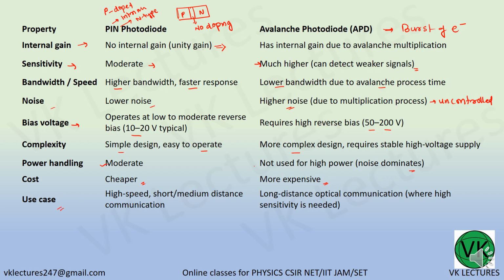PIN is used in high speed short distance communication, while avalanche is used for long distance optical communication.